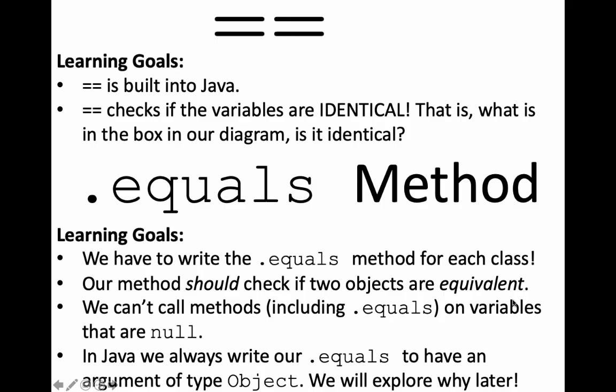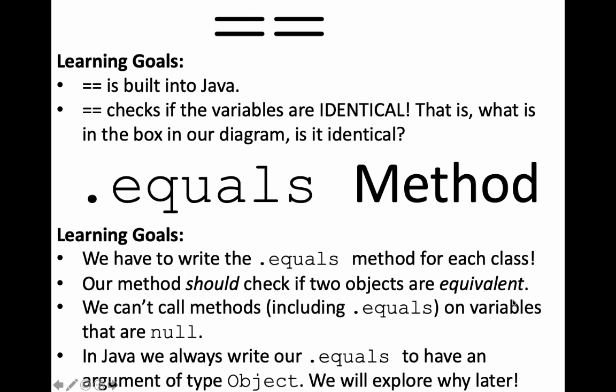Okay, this is a big thing to be able to distinguish between equal equals and dot equals, and a major, major source of errors is to accidentally use equal equals when we really mean dot equals, and that is particularly the case when you're working with strings. With strings, you always, always, always want to use dot equals unless you're explicitly checking if it's null.